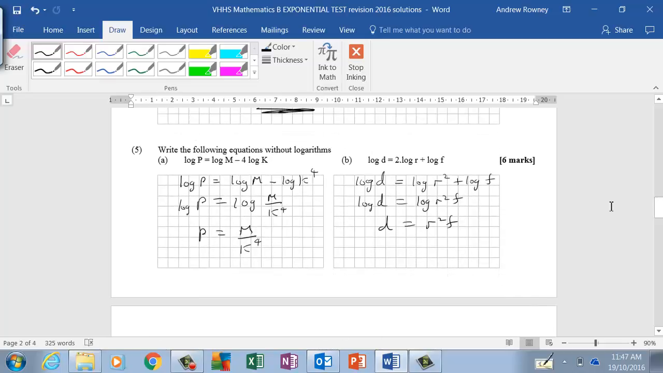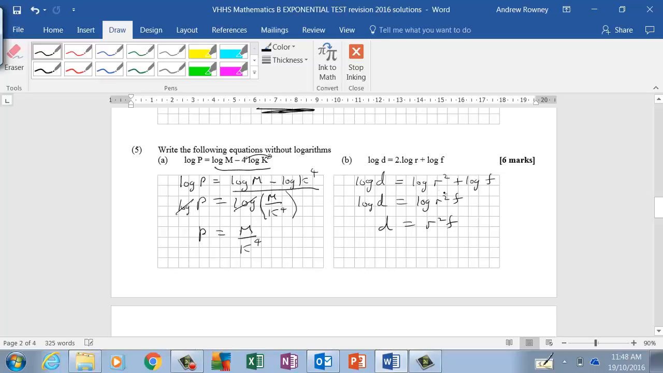Question 5, write the following without logs. So we want to do 10 to the left equals 10 to the right. First of all, we'll just condense this into one log. So this is log m minus log k to the 4, because that can go up to the top. And we can combine these two, because when you take logs you divide the elements, so that's that one. Now we can do 10 to the left equals 10 to the right, which actually will just get rid of the log, and so you have p equals m on k4.